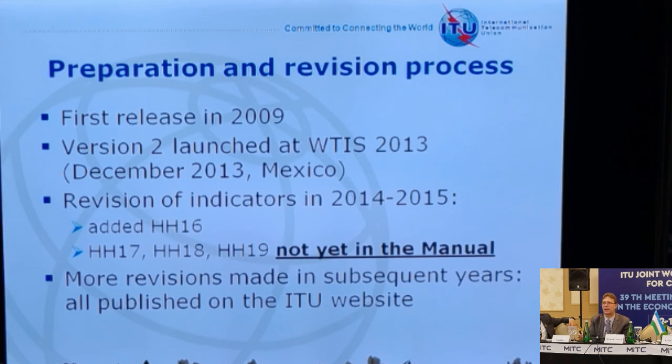So it was first released in 2009, and the second version was launched at the WTIS in 2013. After that, in the 2014 manual, there are indicators HH1 until HH15. Then HH16 was added and is still in the manual, but HH17, 18, and 19 are not yet in the manual, but they are on our website. Then there are a number of revisions made to some of the indicators, and that's all reflected on the ITU website, but it's high time that we put it all together and put it back in the manual. And also in a way that it becomes easier for people: instead of downloading the manual and then looking up the right page, they can just go on our website and navigate to the indicator they're interested in and get the whole methodological information for that indicator. So that's our plan for this year, and it may run over a little bit into next year.